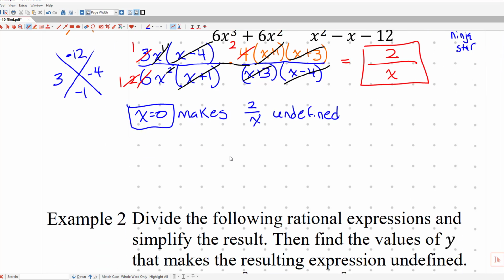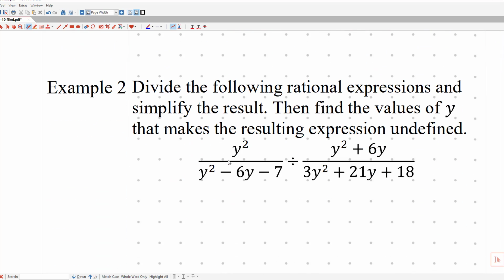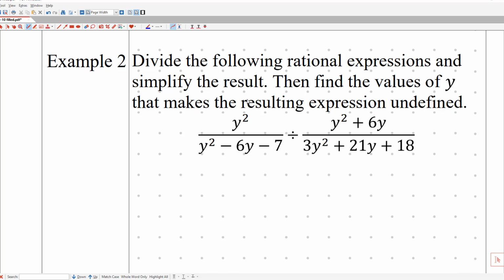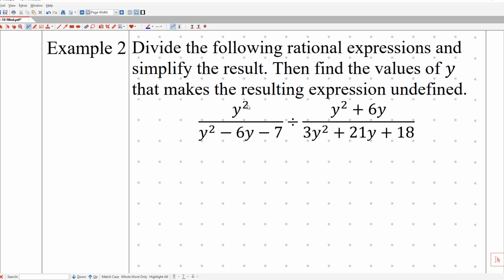And let's move on to another one, slightly harder. Example number 2. Now instead of multiplying, we're going to divide. So this is where I'm going to keep it, change it, flip it. I'm going to keep this entire fraction the same. I'm going to change this division to multiplication, and then I'm going to take the reciprocal of this side and flip the top and the bottom. So there's going to be a few steps here.